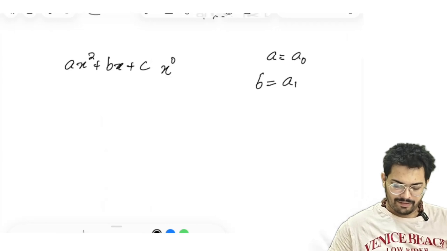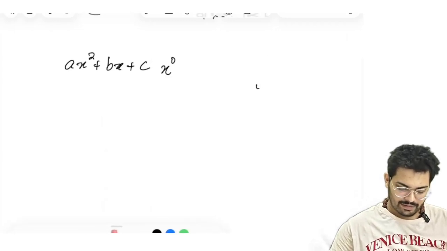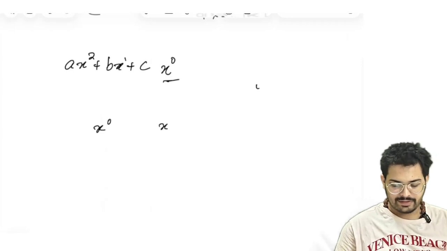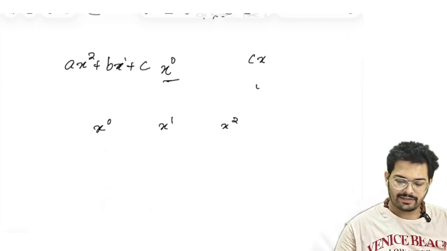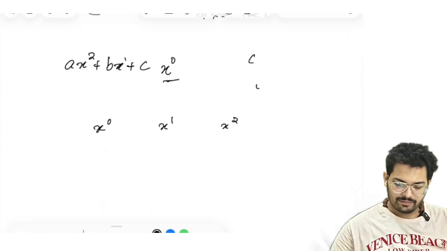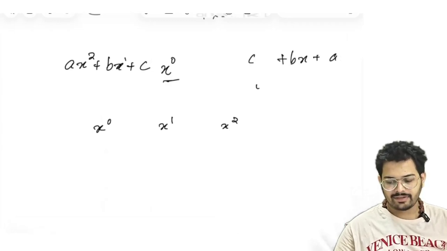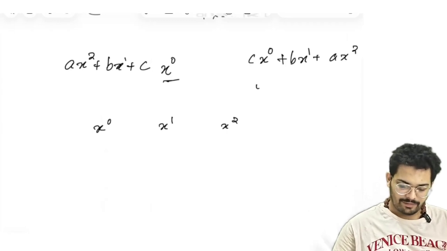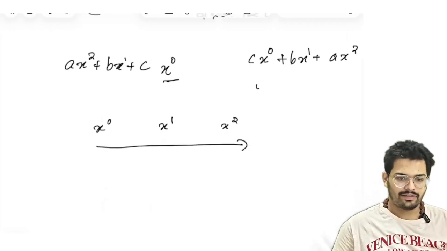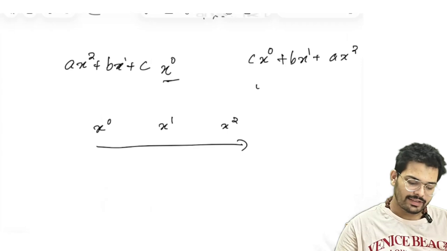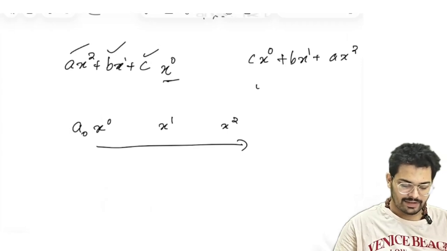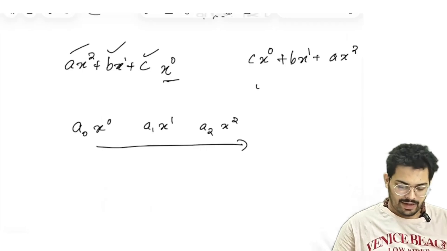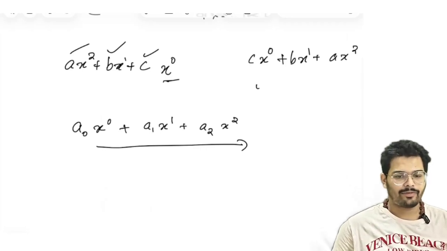That is, the power of x varies from 0 to 2. That is, for a quadratic equation, x raised to 0, x raised to 1, x square. That is c plus bx plus ax square. That is c x raised to 0, bx raised to 1. In that form, it's ascending from x raised to 0 to x square. Now, instead of using c, b, a, I am calling the first constant a0, the second constant a1, the third constant a2. Now, I am adding. So, this is the general form of a quadratic equation.